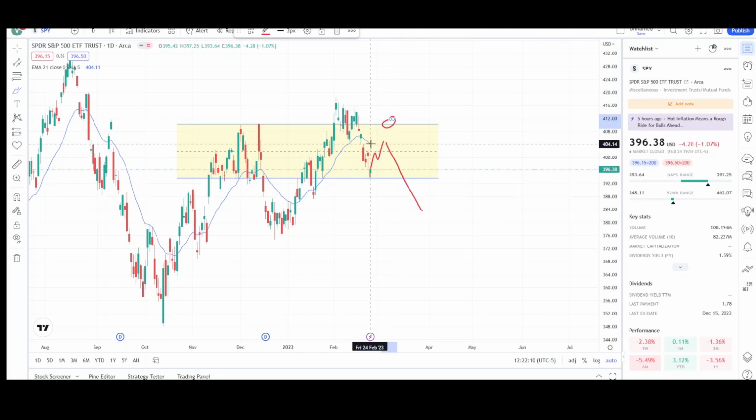We are a little overextended from the EMA, so we could see a bounce up, maybe to the 404, 405 level. And I'm expecting the move higher to fail and send prices lower. If it doesn't, then we're probably just going to be retesting the highs of the range again at the 410 level. There was this uptrend previously in play. Prices broke outside of it.